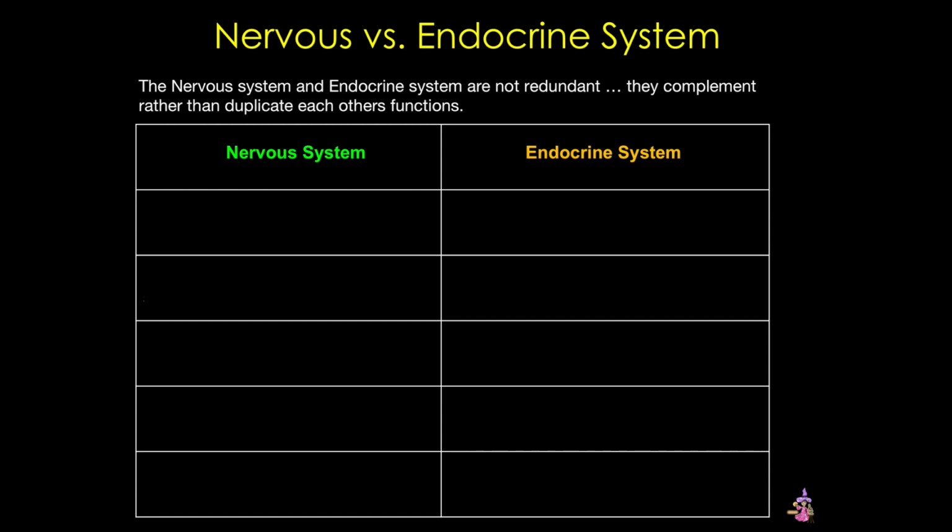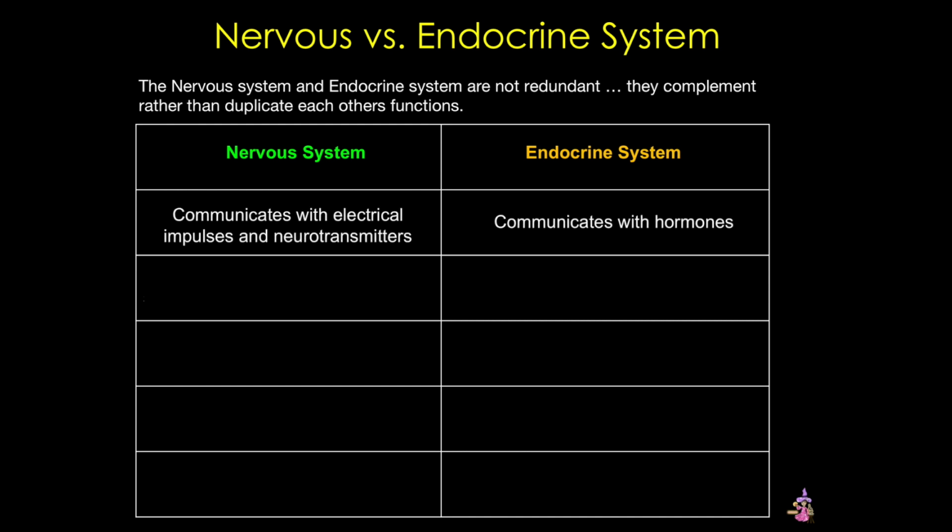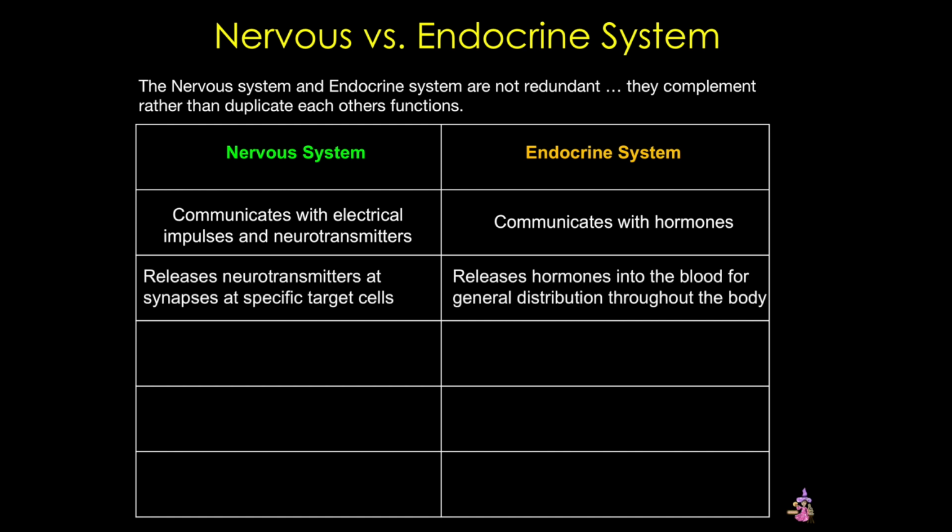Let's first compare and contrast some of the general characteristics of the nervous and endocrine systems, specifically in terms of how each one performs its job of signaling. First, each system communicates in a different way. The nervous system via electrical impulses and neurotransmitters, and the endocrine system with hormones. The release of the signals is also different, since neurotransmitters are released at synapses at specific target cells, while hormones are released into the blood.